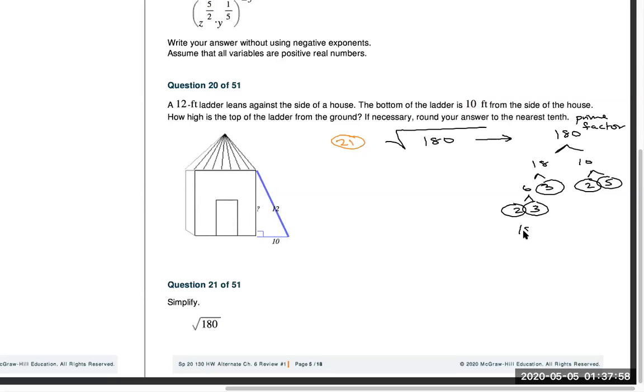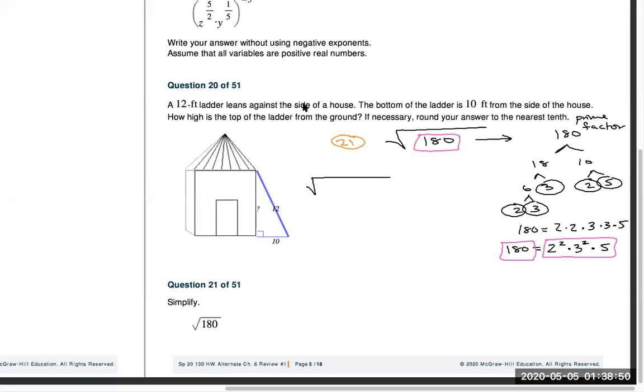So what we find is that 180 is equal to 2 times 2 times 3 times 3 times 5. Okay. And writing that in exponent form, that's 2 squared times 3 squared times 5. So what we're going to do, we're going to take what 180 is equivalent to from its prime factors and put that underneath the radical sign in the radicand. So let me be very specific. Radical sign is here. Radicand is where this pink stuff is. Okay.